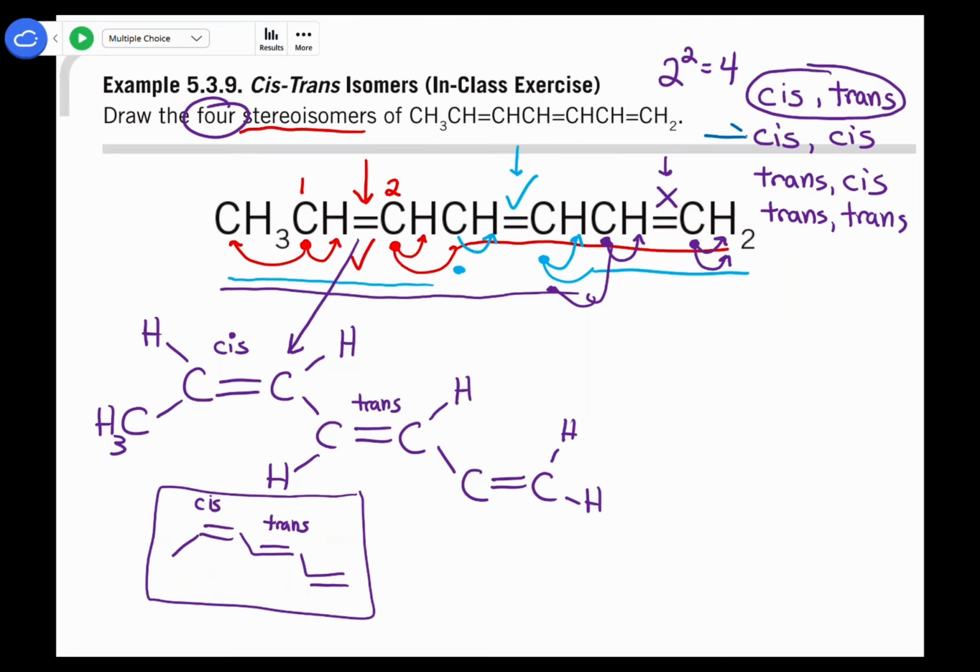Let's go ahead now and do our cis-cis option. So I'm going to draw that one over here. I'm going to start with a cis arrangement. Then my next double bond also needs to be in a cis arrangement. So I have to put the interesting groups on the same side. And then my third double bond that doesn't have cis or trans. So that is my cis-cis arrangement.